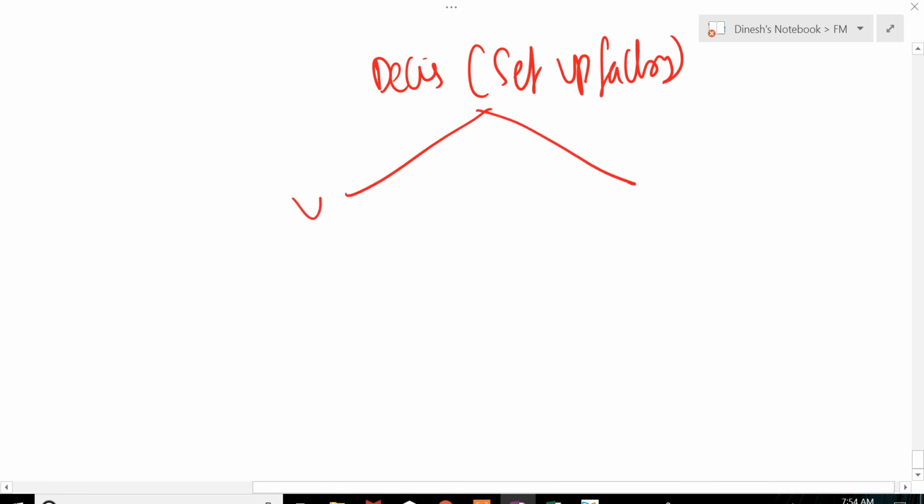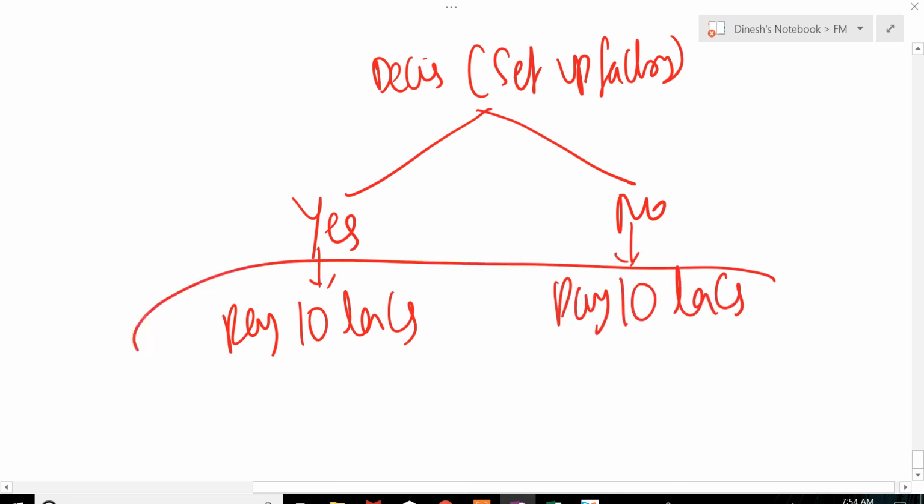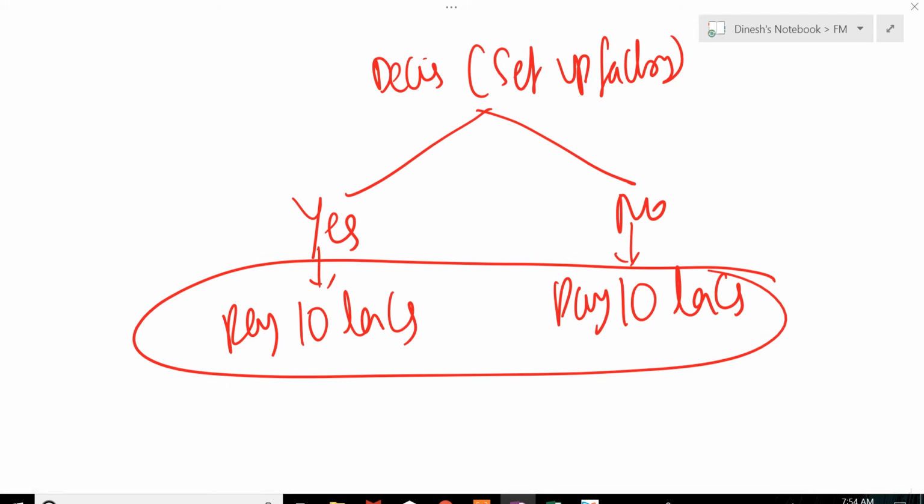Now listen, the decision which I am taking is whether to set up the factory, yes or no. If I am going to set up the factory, I have to pay 10 lakhs. If I don't set up the factory after reading the report, again I have to pay 10 lakhs. So this is technically called a sunk cost, because this cost is not going to change by the decision you take, whether to set up a factory or not. The amount incurred will be 10 lakhs, and it's not going to be impacted by the decision.